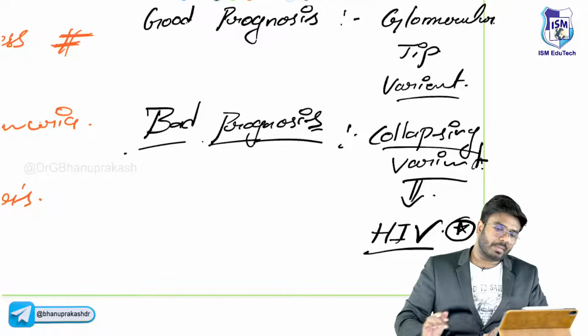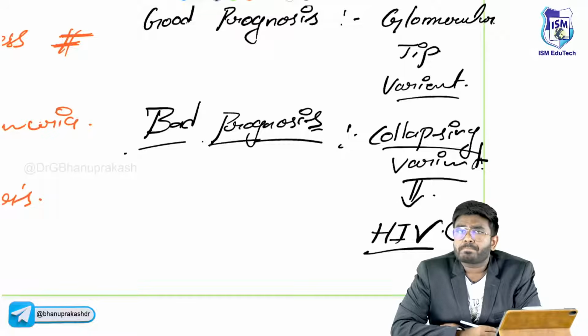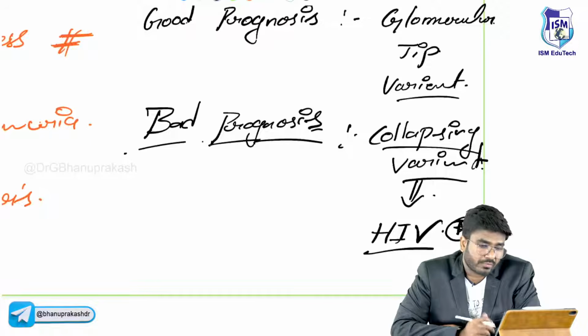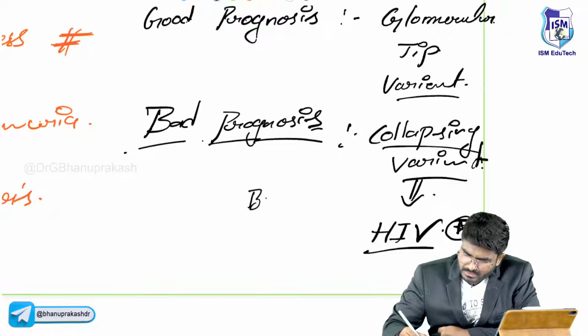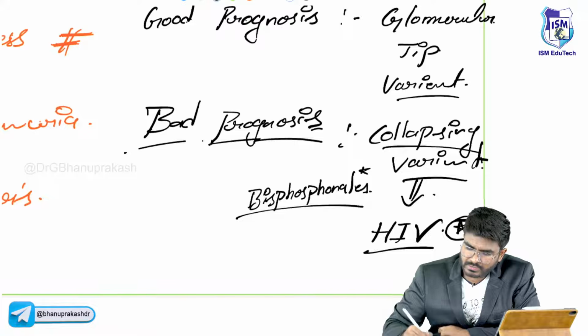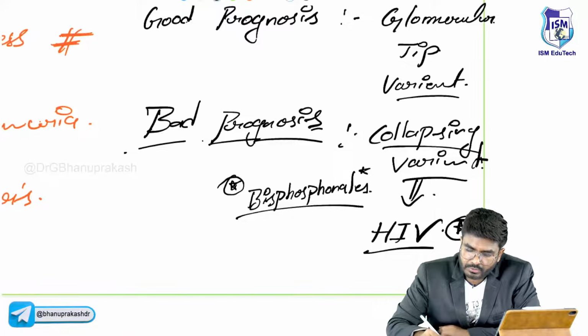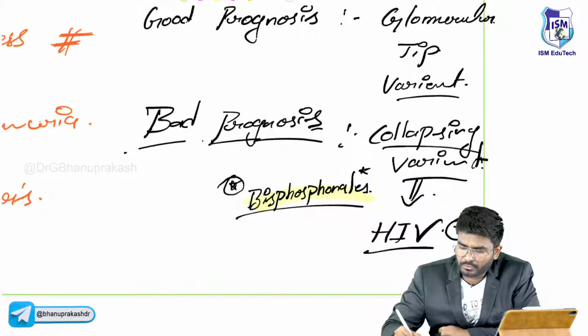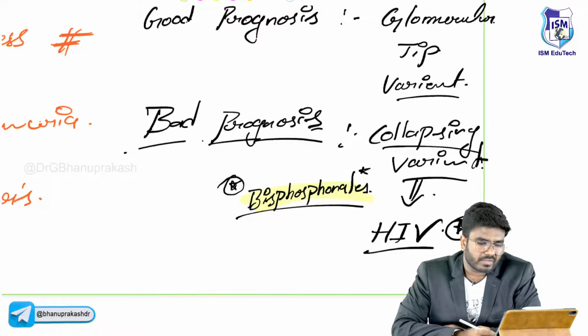The collapsing variant shows a poor prognosis when associated with HIV, and especially if you use certain drugs like bisphosphonates. These drugs also. These bisphosphonates, sir, are actually the drug of choice for osteoporosis. For osteoporosis treatment you use bisphosphonate drugs, but if you use these, they will also cause focal segmental glomerular sclerosis. One point which I want you to know.